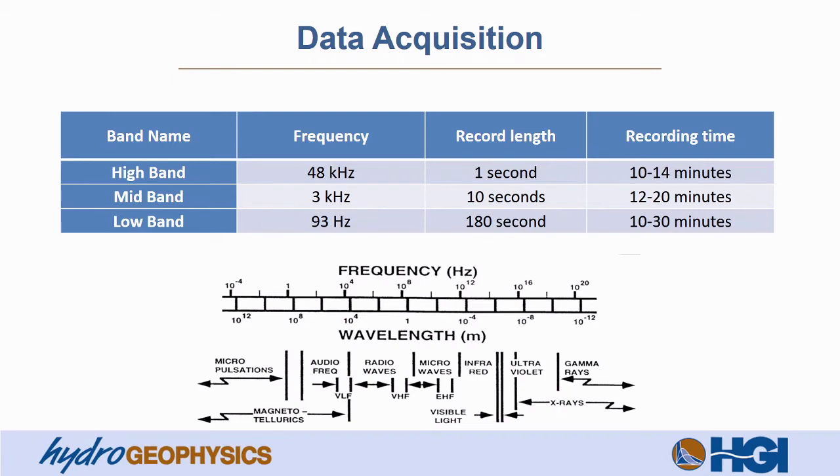In this example, HGI collected data in a high, mid, and low band. Depending on the AMT system, there may be different data acquisition bands.